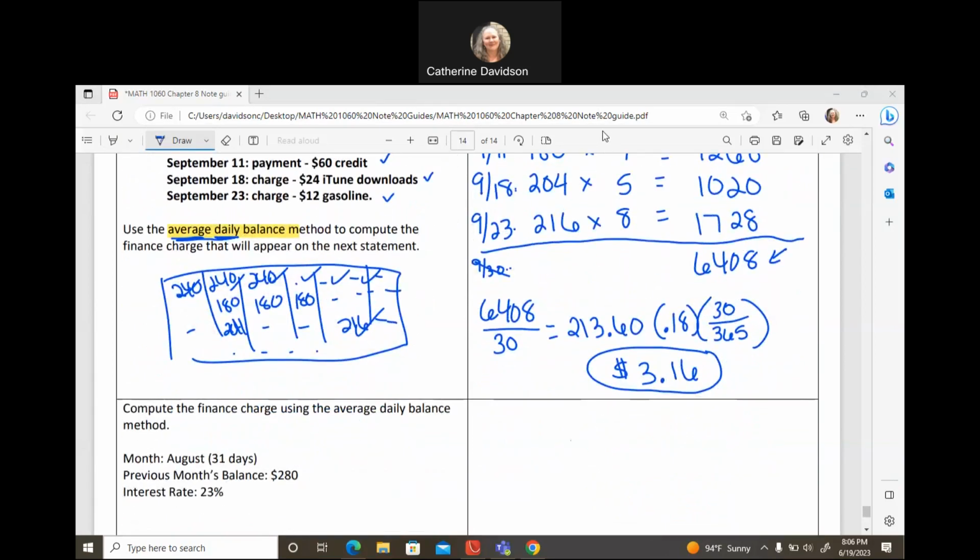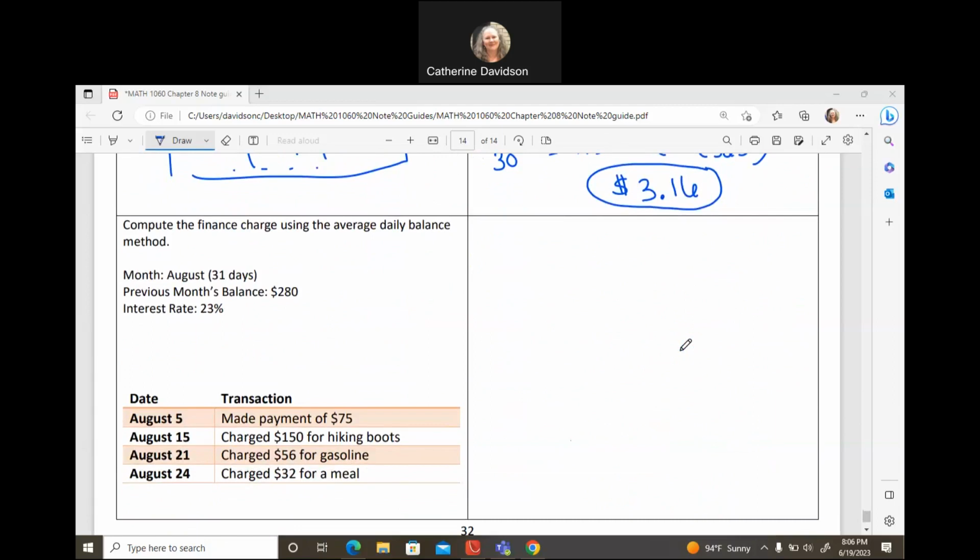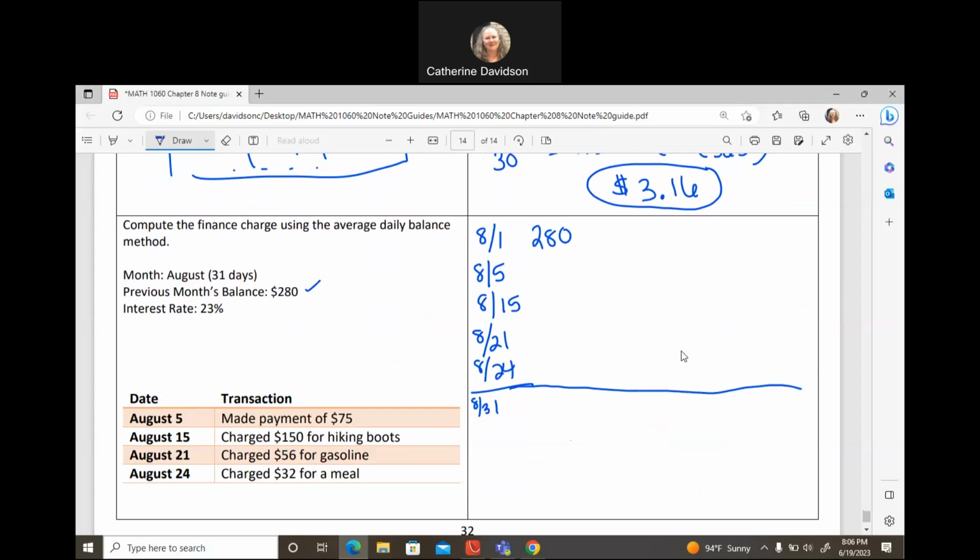And our last one for this section and for chapter 8, we're still using the average daily balance method. And this is for August and it has 31 days. First of the month. And then we look at the table and we can see what days things are changing. I just put 8/31 down here. So our starting balance is the $280. On August the 5th, we made a payment of $75. So what does that do to your balance? It decreases it.